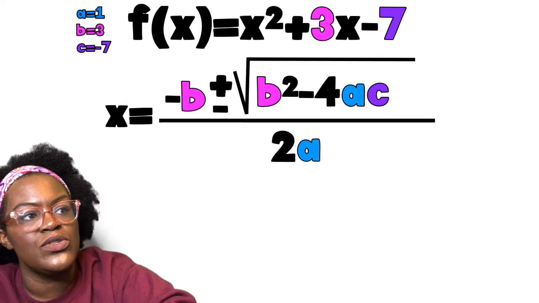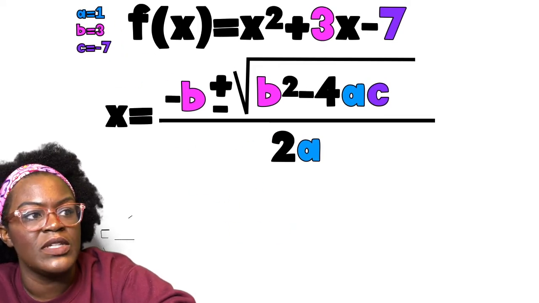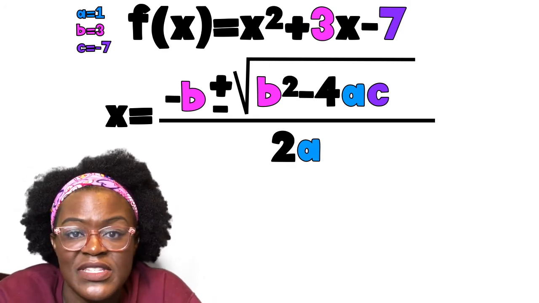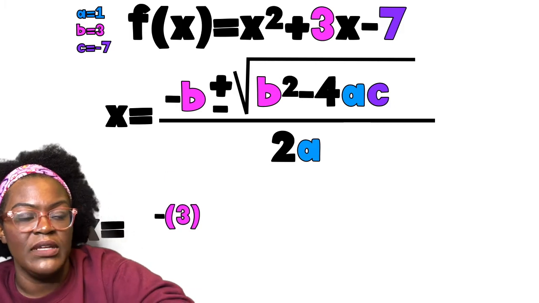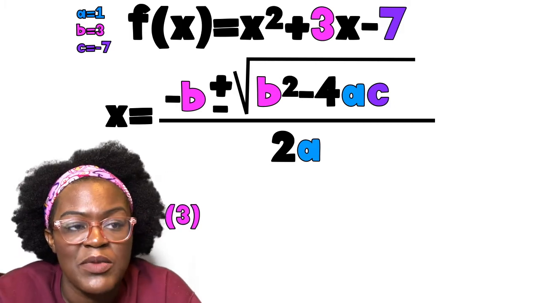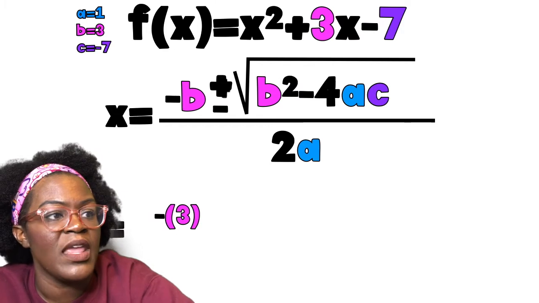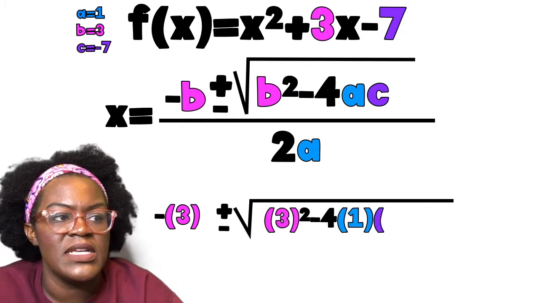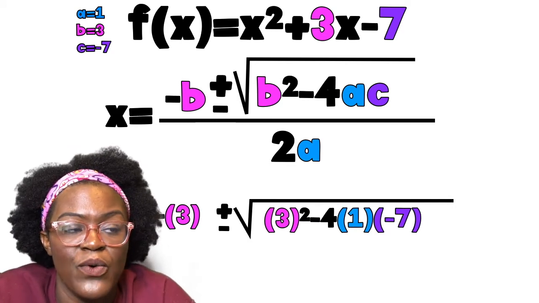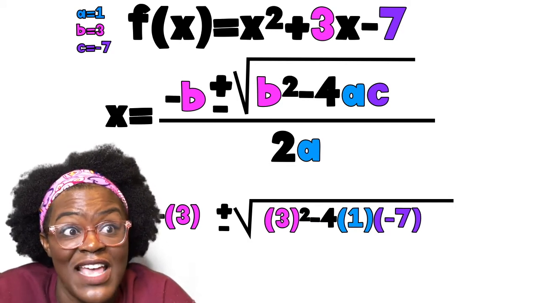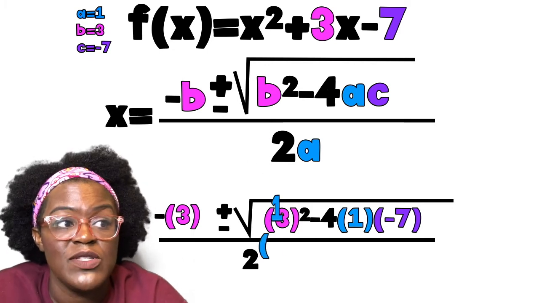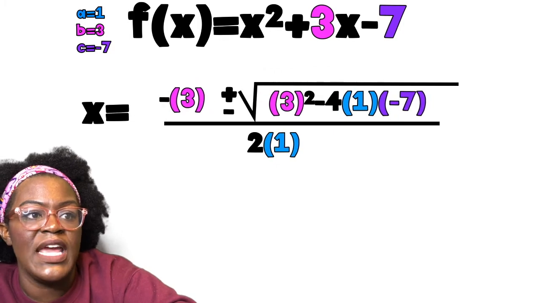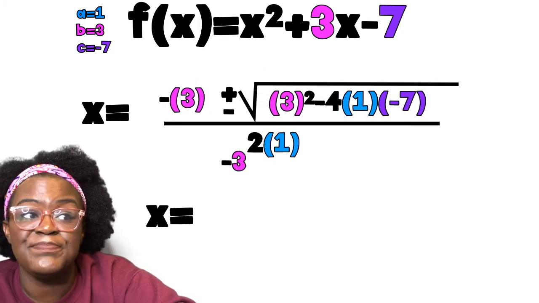So now we're going to plug them in. Again, plugging in is just matching, right? So instead of the letter, you're going to use parentheses. And inside the parentheses will be the number. So negative 3. In this case, the 3 was positive from the problem, so it's going to be positive inside the parentheses, unlike the last problem. And then I'm going to say 3 squared, because b squared, minus 4 times 1 times negative 7 over 2 times 1, which is going to be 2 in a minute. We're going to do the negative 3 first, so we can get rid of those parentheses.